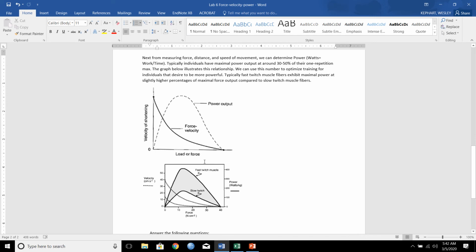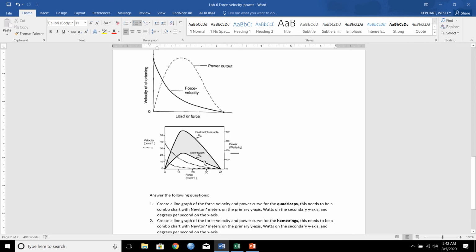Now, we can measure where someone's peak power is over the course of percentages of their max force output. And something really interesting here is there's actually a difference in fast twitch versus slow twitch muscles. So typically, faster twitch muscles have a slightly higher percentage of where their peak power is relative to what their force is. So here's a general example. A slow twitch muscle would have its highest power output at say 30% of its max force output, whereas a fast twitch muscle might have its highest power output at 50% of its maximal force output.